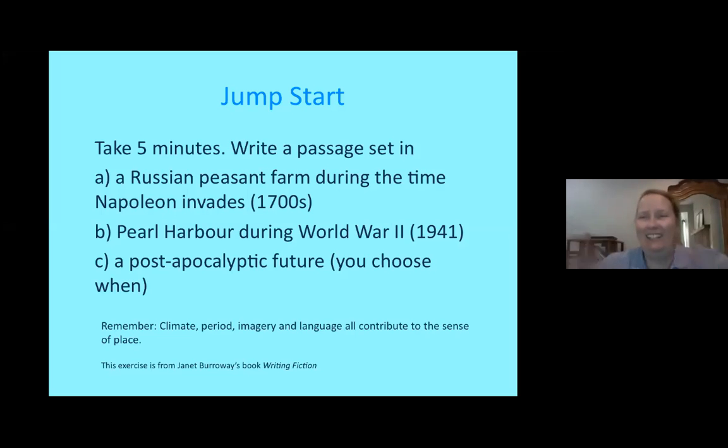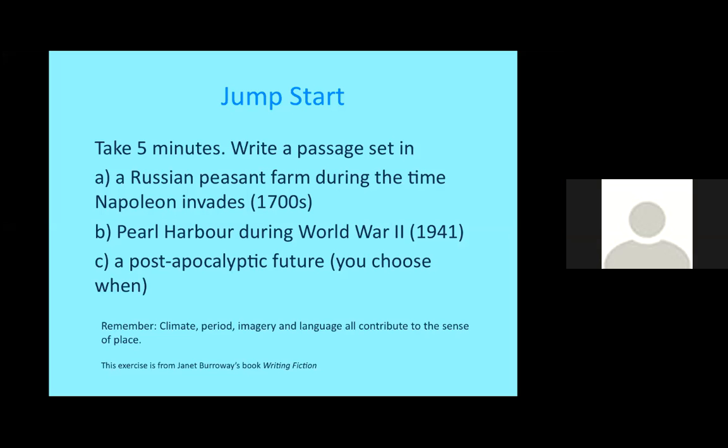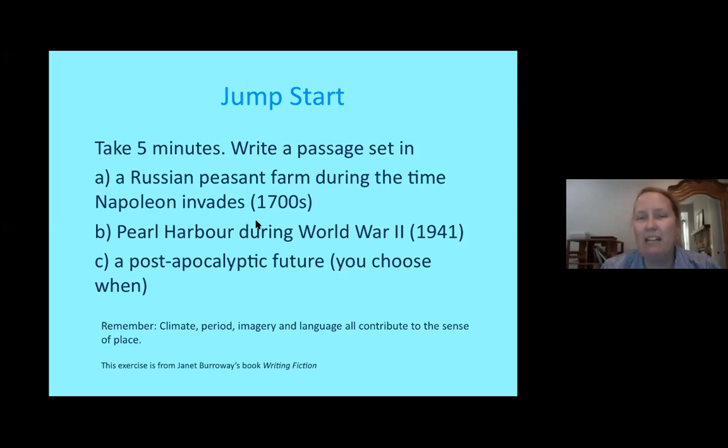Hi, Brenda. So there's a little writing exercise, a quick 5-minute jump start into the writing, which you can see what to do right here. Take 5 minutes, write a passage set in one of these places. A Russian peasant farm during the time Napoleon invades, Pearl Harbor during World War II, or a post-apocalyptic future, and you get to choose which one. I'm going to guess which one Brenda would choose. And then just try and create, as best as you can, the sense that you're in that place and time.